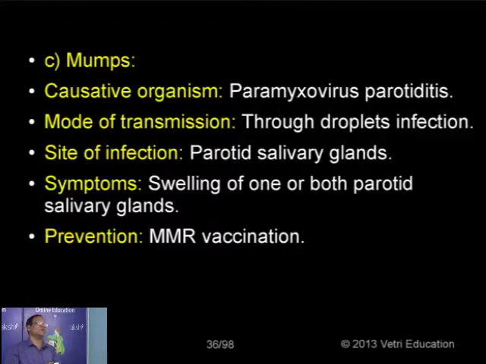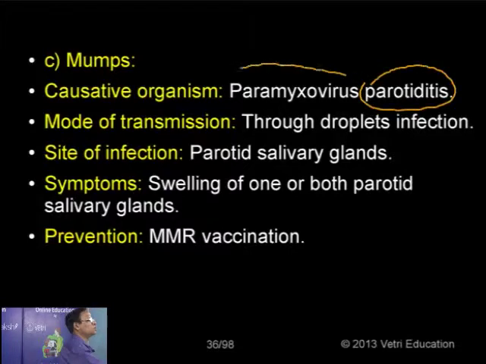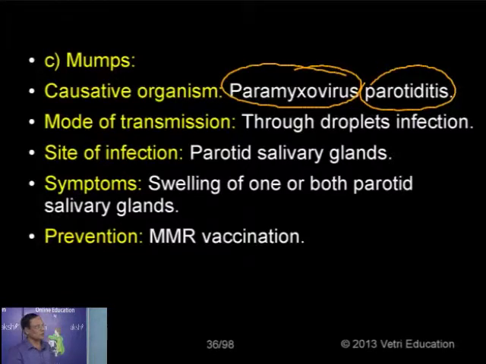And one of the salivary glands, the largest gland, is affected, namely the parotid gland. That is why the virus is called parotitis, which belongs to the group paramyxovirus. That is why the virus responsible for causing the disease is called paramyxovirus parotitis. Once again, I mentioned it is a respiratory disorder spread by means of droplets.